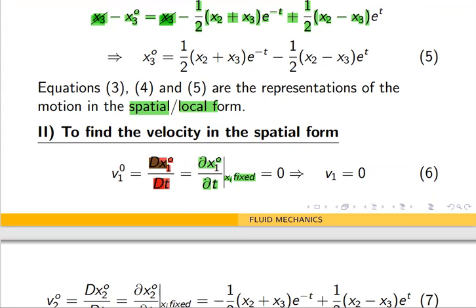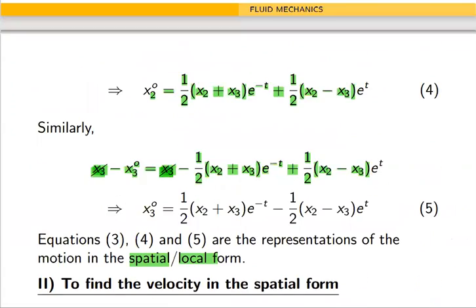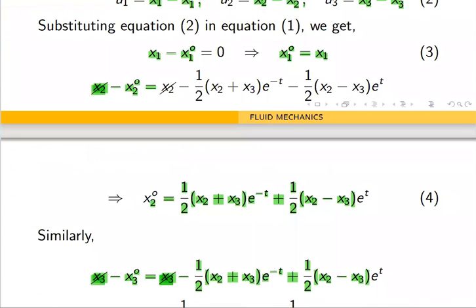So what we have to do is take x1 naught and differentiate with respect to t. What is fixed? xi is fixed. So where is x1 naught? x1 naught is in equation 3. So here is x1 naught.